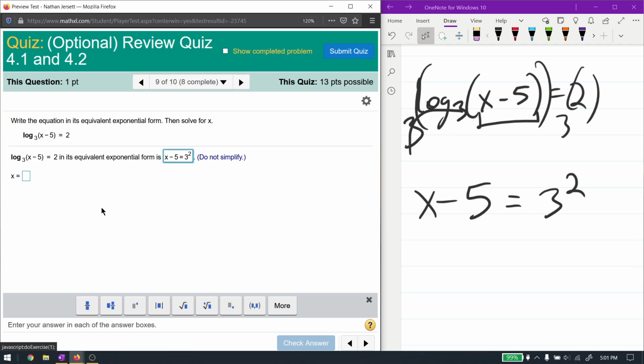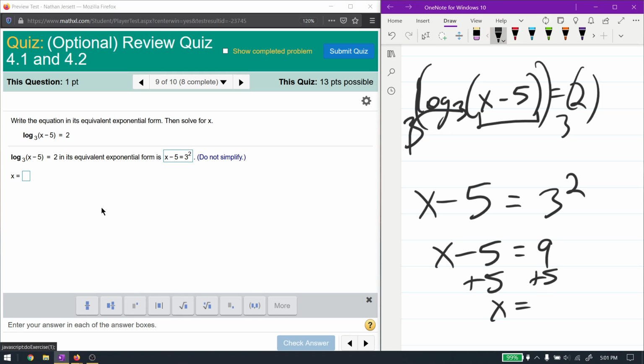Okay, the next part is to solve for x. That's quite simple. x minus 5 is 3 squared, which is 9. So all we have to do is add 5. x equals 14.